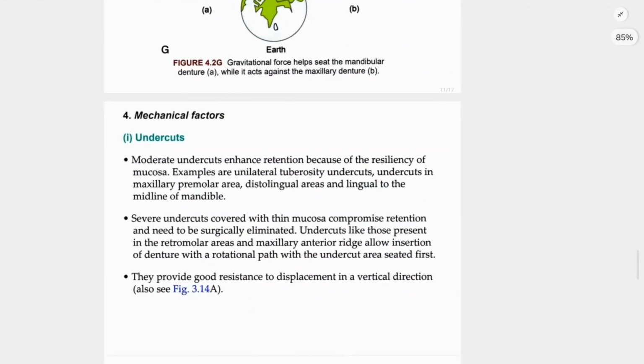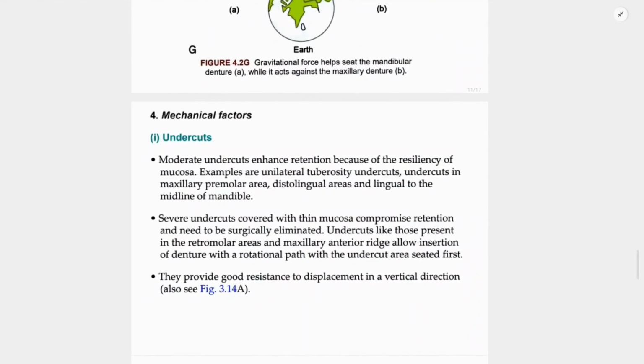And then we move on to mechanical factors. So mechanical factors, first point that is important in mechanical factors is undercuts. Moderate undercuts enhance retention because of the resiliency of mucosa. Examples are unilateral tuberosity undercuts in maxillary premolar area, distolingual areas and lingual to the midline of mandible. Severe undercuts covered with thin mucosa compromise retention.